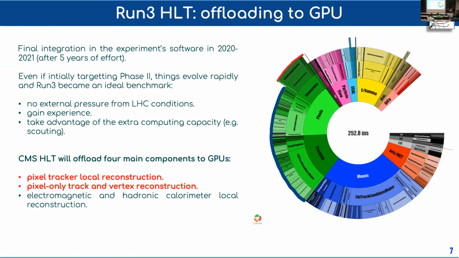And even if targeted at Run 4, at the end, things evolved quite rapidly, and Run 3 seemed the best chance to have this tested in production, because we had no external pressure from the LHC, in the sense that conditions were basically the same as Run 2. We could gain experience and also take advantage of the increased computing capabilities to improve our physics. For example, CMS has improved its scouting searches thanks to the fact that we reconstruct the pixel tracks at a much higher rate than we did before.